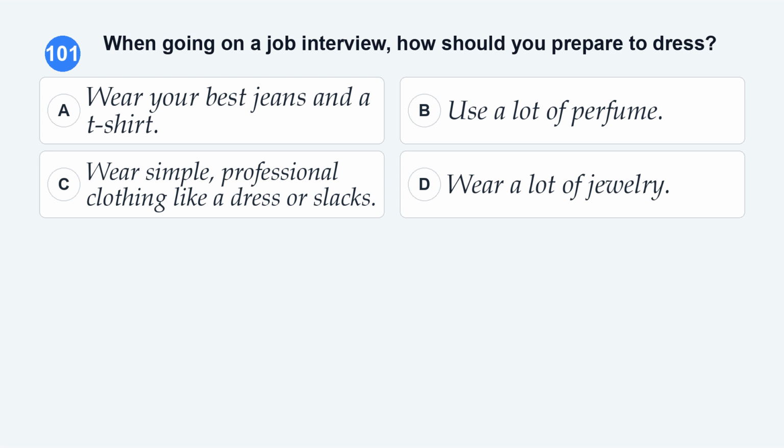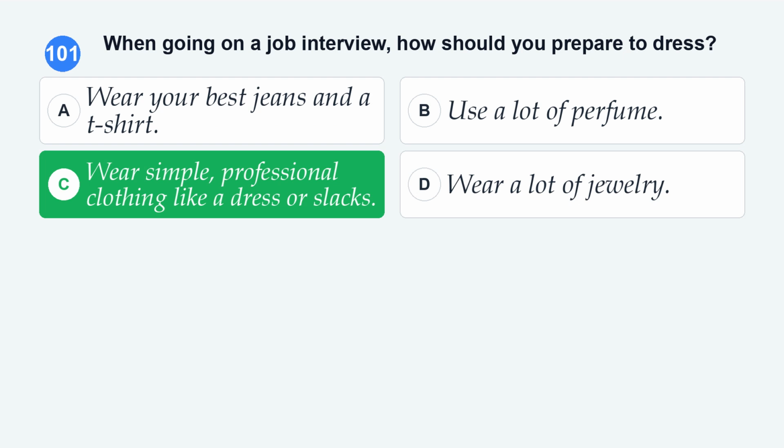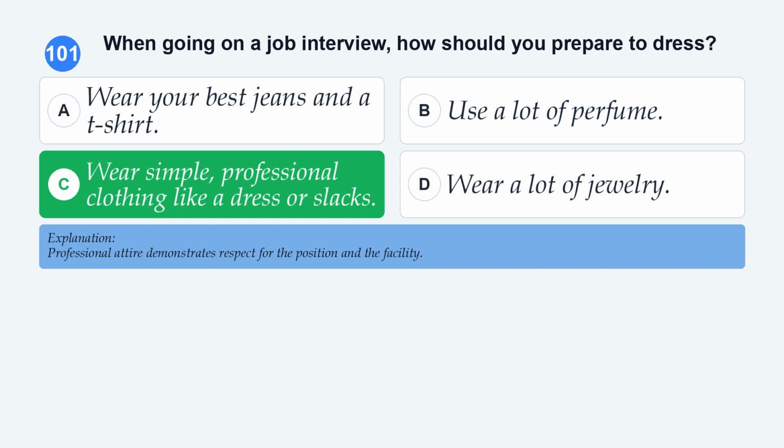Question 101. When going on a job interview, how should you prepare to dress? Option A, wear your best jeans and a t-shirt. Option B, use a lot of perfume. Option C, wear simple, professional clothing like a dress or slacks. Option D, wear a lot of jewelry. The correct answer is option C. Wear simple, professional clothing like a dress or slacks. Explanation. Professional attire demonstrates respect for the position and the facility.